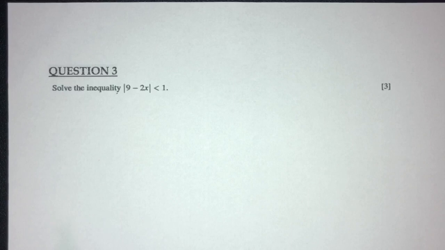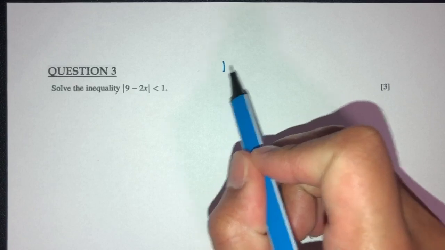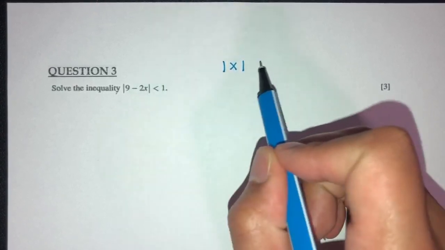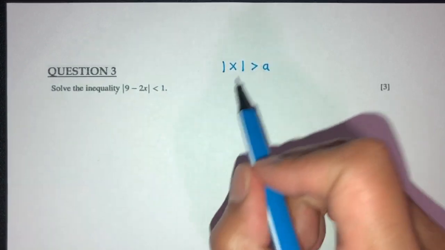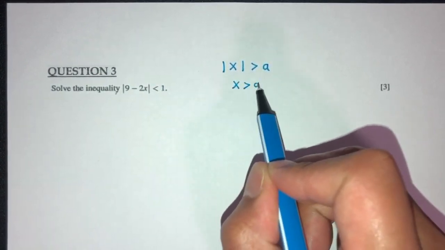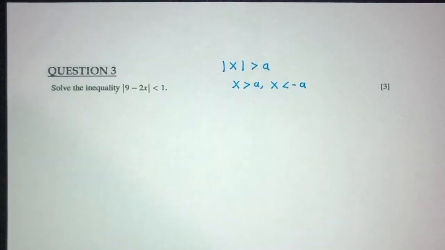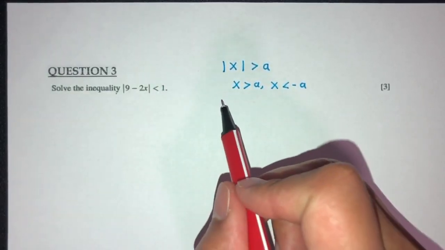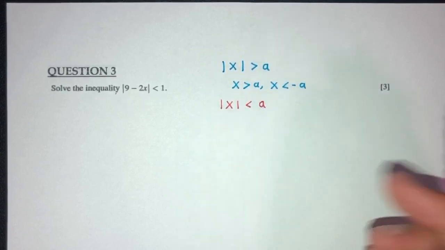Now let's move on to question number 3. Solve the inequality. Again, solving means finding the value of x for which our equation is satisfied. As we have seen before, in question 2 we had modulus more than a, so we know this will become more than a and less than minus a. That was part 2. But now here we have modulus less than a constant a.